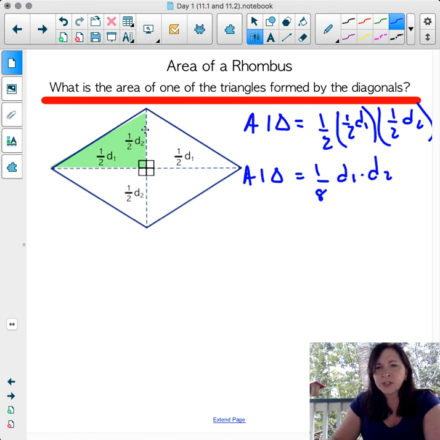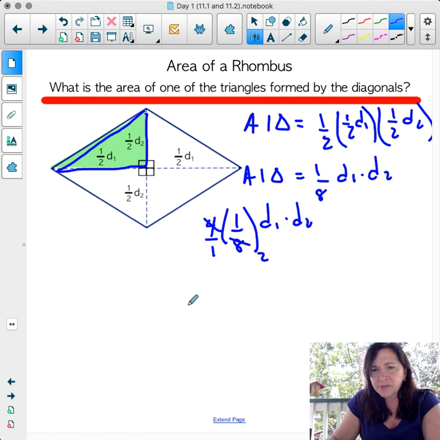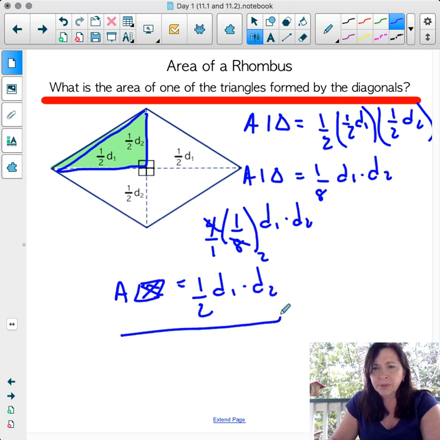Now that's the area of one triangle. That's this triangle that we just found. Well, there's 4 triangles equally congruent, and so really I'm going to take 4 times this shape. So 4 times 1/8 times diagonal 1 times diagonal 2 is going to give me 4/1. 4 divides into 8 twice. So my formula for area of my rhombus, where my diagonals are perpendicular, is equal to 1/2 diagonal 1 times diagonal 2. Okay?